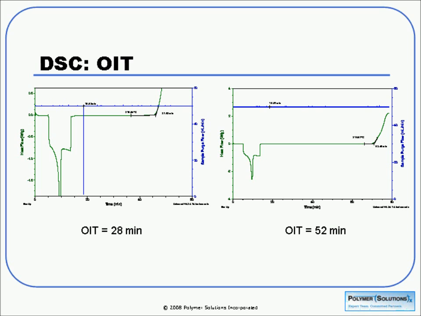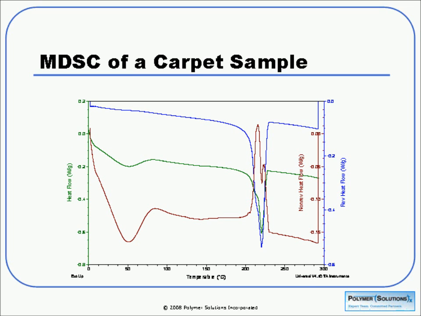The sample on the left has a much lower OIT than that on the right. This may mean that either there's less antioxidant present there, or that there's a less effective antioxidant in that sample. So this would be a quick way to measure efficacy of those kind of materials. I will point out that there's an ASTM standard for this, and that's D3895 in case you're interested in more information.